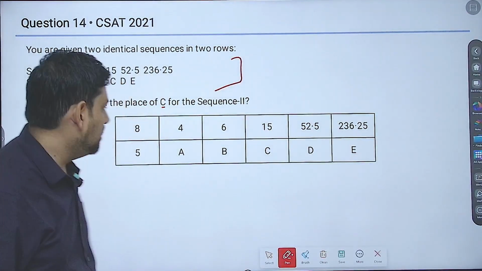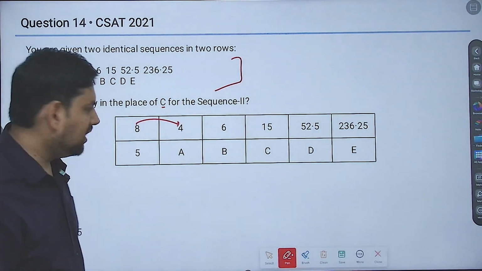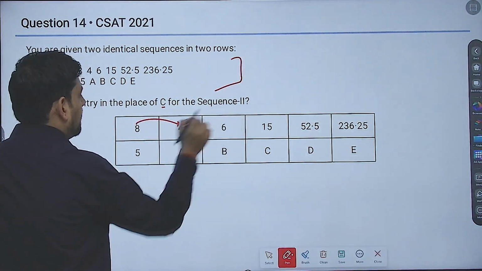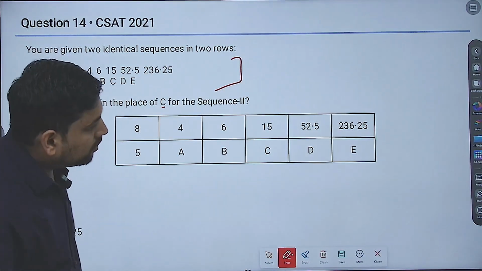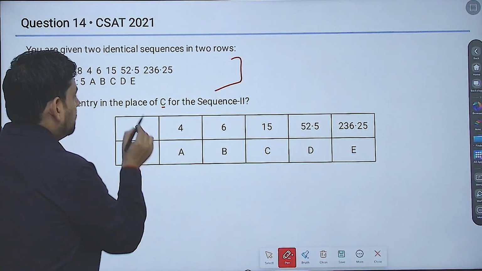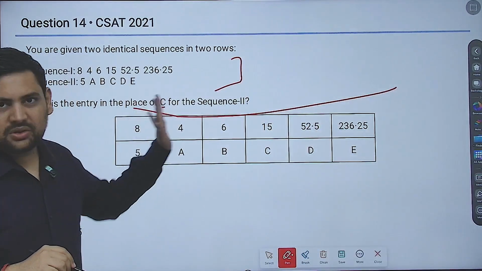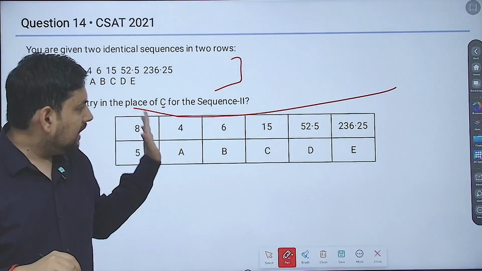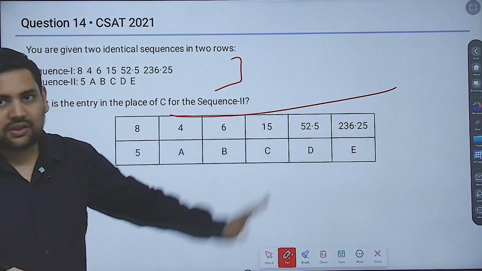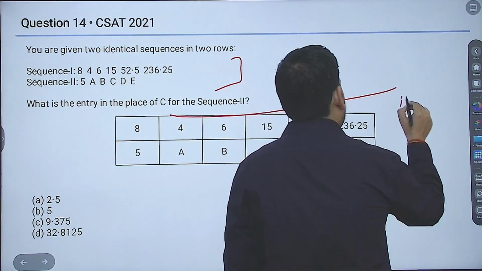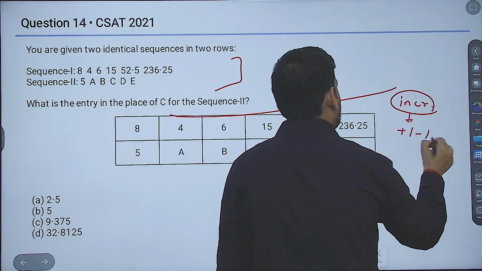So what is that pattern? You go from 8 to 4. Let's say, first thing, 8, 4, 6, 15, 52.5 to 36.5. So 8 to 4 is a decrease, but after that it is completely increasing. So you usually ignore the first term and then start seeing. If you ignore the first term, this is a constantly increasing series. Now if you get a constantly increasing series, it most probably involves plus, minus or multiplication.